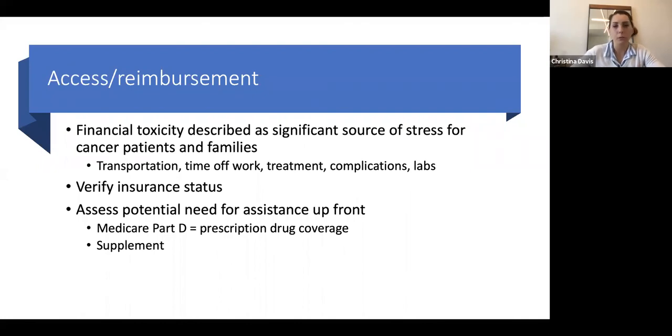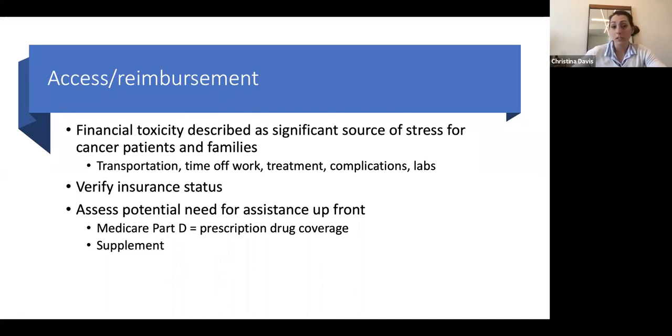They have to drive to and from the hospital. They have to take time off from work. Their spouse has to take time off from work. Their treatment is expensive, whatever it is. So we know that we need to help in whatever way we can when it comes to these drugs. All of these drugs, for the most part, are very expensive, so we should always be verifying insured status up front and assessing patients' need for additional help.